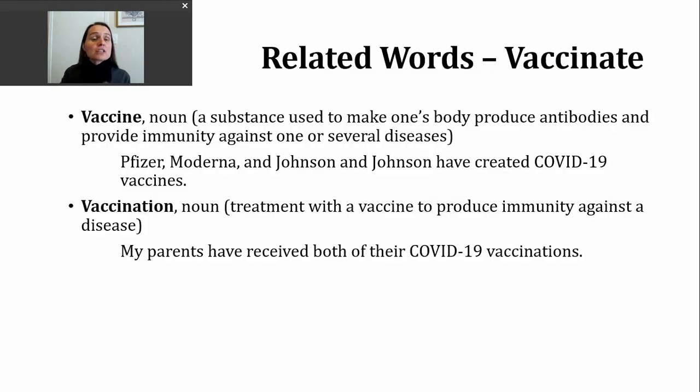Now, let's spend just a couple minutes looking at words that are related to our verb vaccinate. The first noun is something I've already mentioned. It's the word vaccine. It's a noun, and it refers to the substance. In this case, it's a liquid. If you've had yours, you've probably seen your nurse or pharmacist using a syringe and needle to pull some out of a little vial. The substance is used to make one's body produce antibodies that will lead to immunity against either one or several diseases.